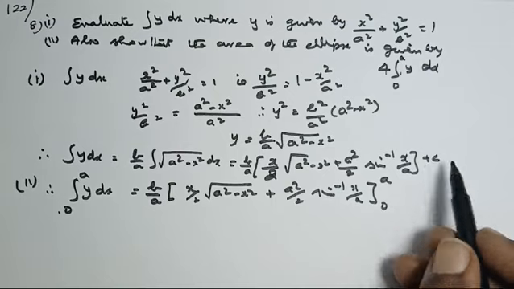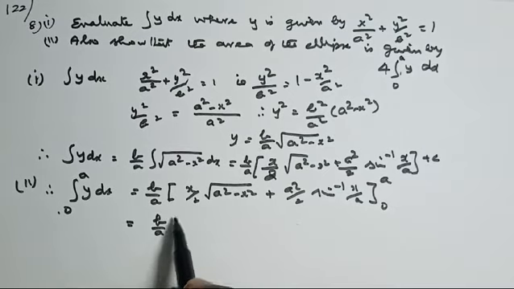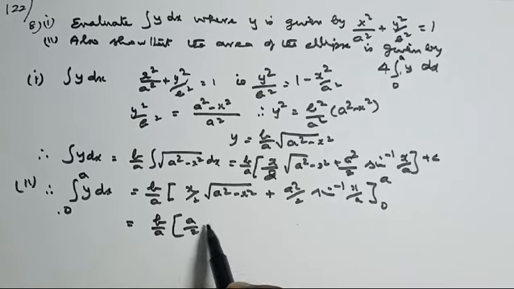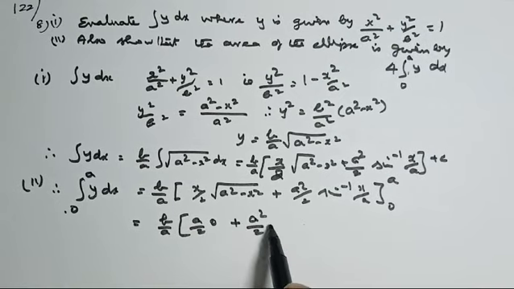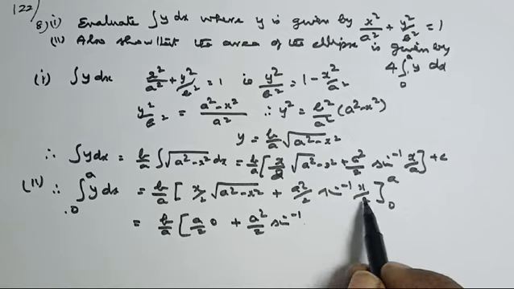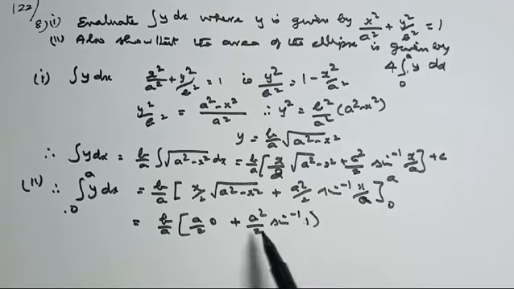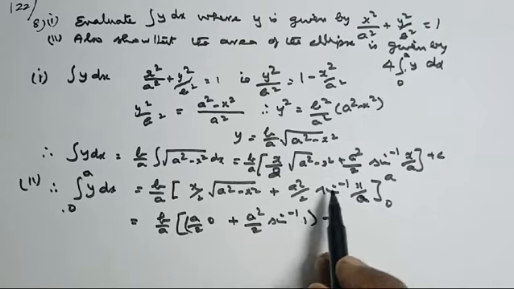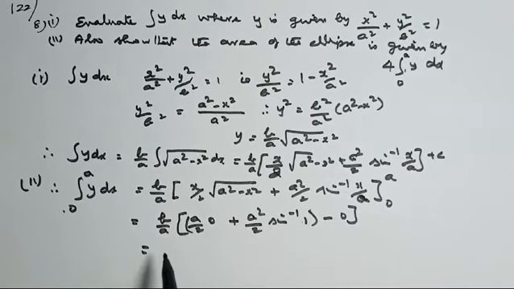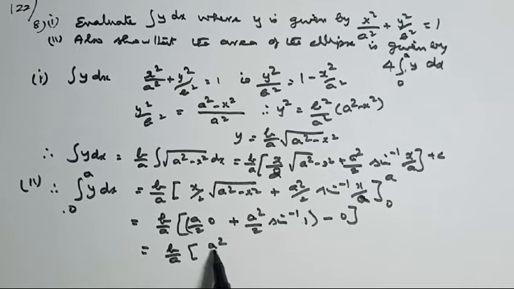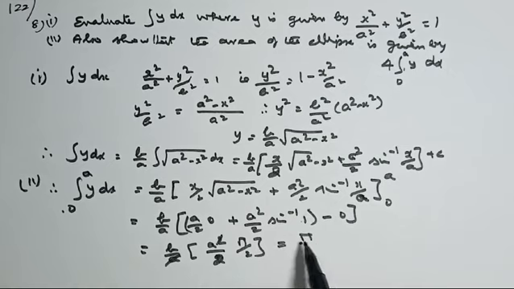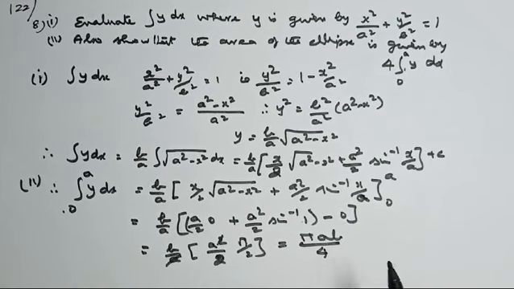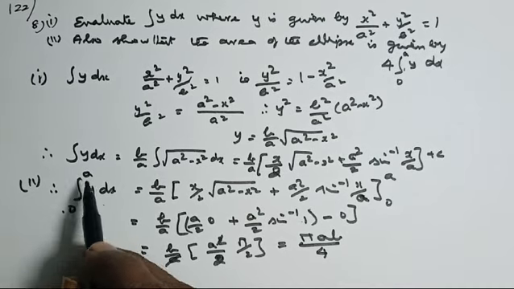If you want, you can put plus c. Now this is equal to b by a. Now substitute, in the place of x, a: a by 2 into root of a squared minus a squared is 0, plus a squared by 2 sin inverse a by a. That is, a by a is sin inverse 1, minus, if we substitute 0, 0, sin inverse 0 is 0. Therefore, this is equal to b by a, a squared by 2, sin inverse 1 is pi by 2. That is equal to, a gets cancelled, pi ab by 4. This is the value of the integral 0 to a y dx.